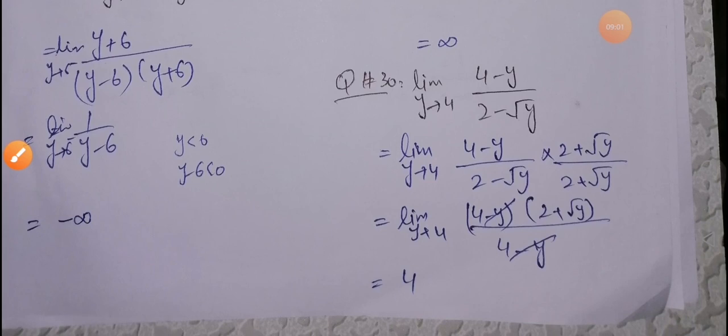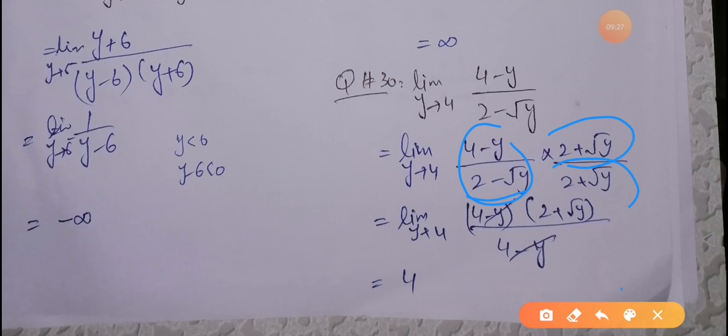Then we have question number 30, limit y approaches 4, 4 minus y over 2 minus square root of y. Again, directly it is going to be 0 by 0 form, so we have to simplify it first. We cannot factorize this directly, but we can go towards rationalization. So we are going to multiply and divide the given expression by 2 plus square root of y. Why are we choosing 2 plus square root of y? Because we have 2 minus square root of y, and we know that a minus b into a plus b will be equal to a square minus b square, so it will be simplified further.